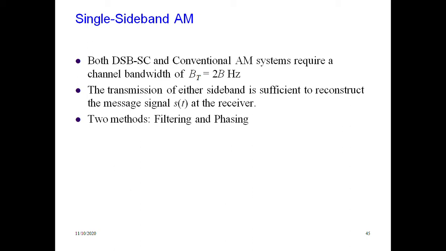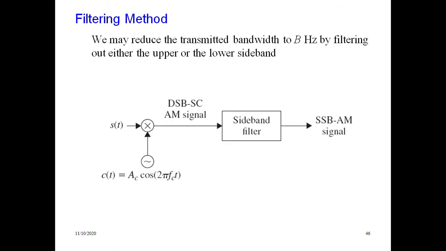To remove the image, we use filtering, and one more, we use phasing. These two are how we get the single sideband. Using filtering, we know that if we use a filter, we can just pass the frequency that we want, and the rest we put as 0. So we use this filter to reduce the bandwidth to B hertz only, by filtering either the upper sideband or lower sideband.